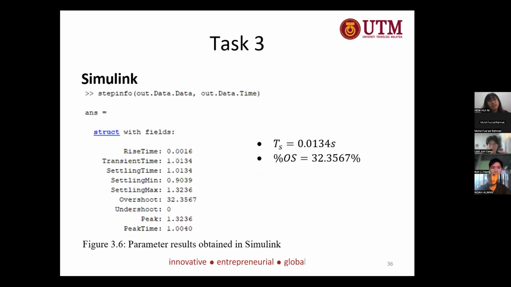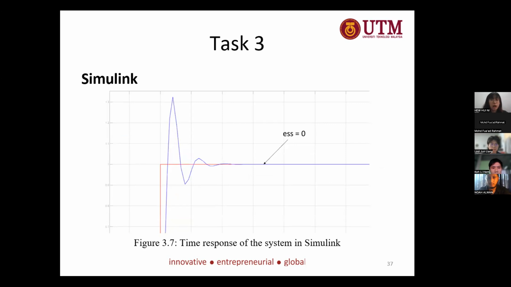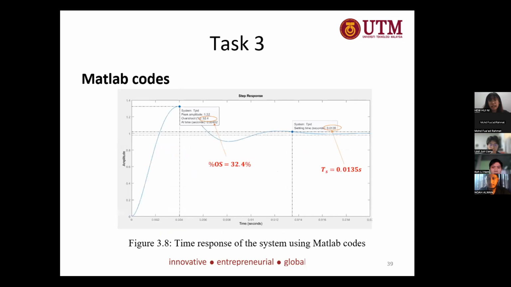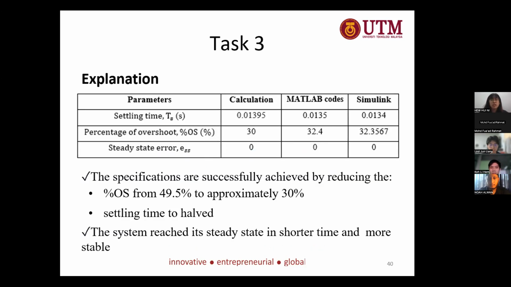Okay. So after using the step info command, we can obtain settling time and percentage of overshoot, and it will be discussed later. From the scope, we can clearly see that by comparing the step input and the time response of the compensator system, the steady state error is equal to 0. The method code also returns the parameters to compare with those obtained using Simulink, and this is the time response using the method codes. From the table, I can conclude that the specifications are successfully achieved, where the percentage of overshoot is reduced from 49.5% to 30%, and the settling time is reduced to half. This system achieved the steady state in a shorter time, and it is more stable. So next, I will pass the presentation to my colleague Ham.